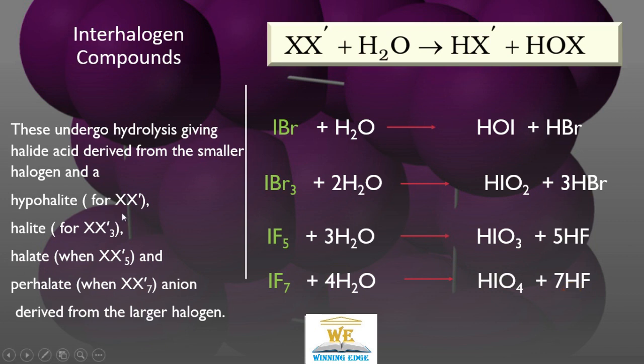So remember again, a monovalent compound will give us hypohalite. Here we are getting hypoiodous acid. Trivalent will give us halite, which is nothing but iodous. Pentavalent will give us halate, which is nothing but iodic. And heptavalent will give us periodic acid.